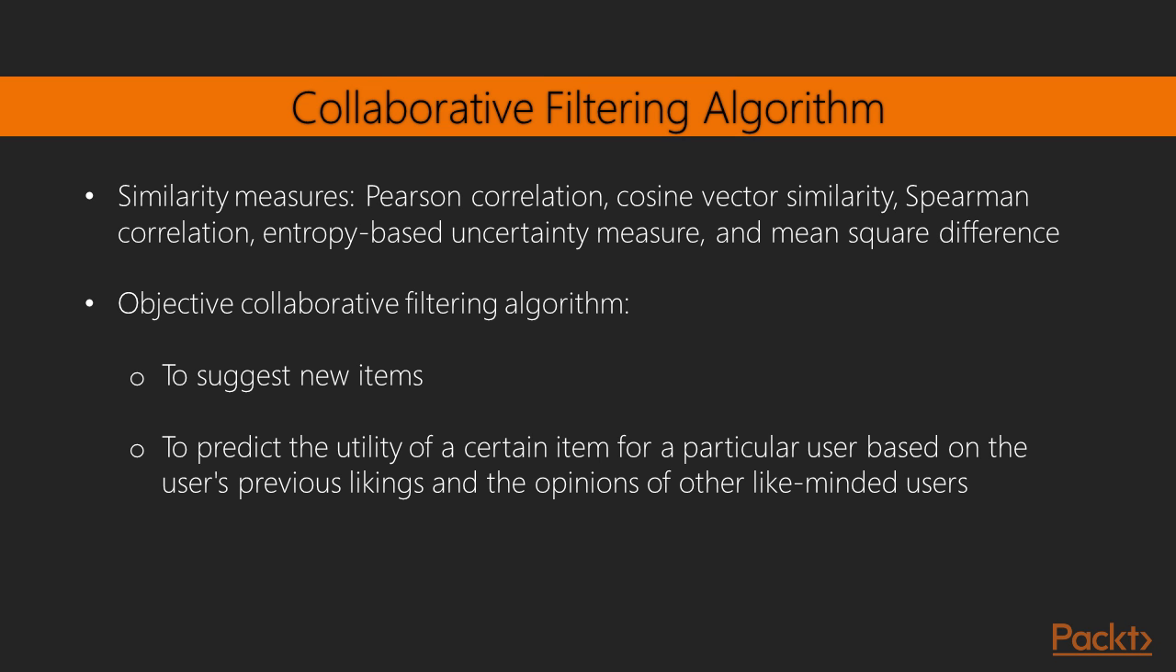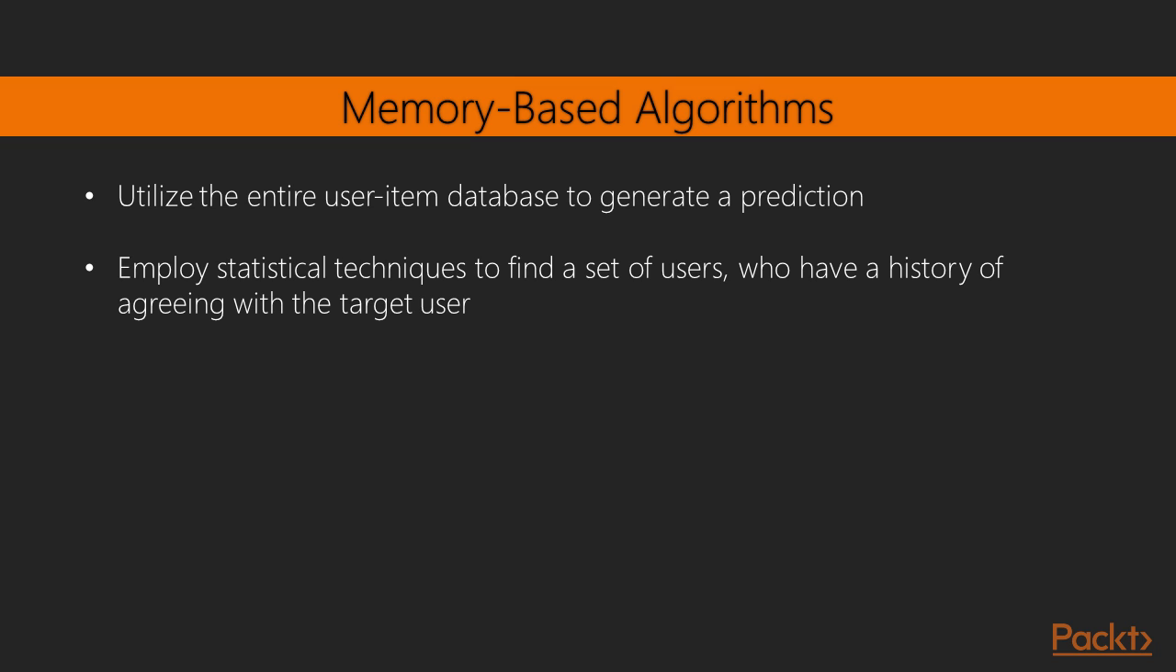The objective of a collaborative filtering algorithm is to suggest new items or to predict the utility of a certain item for a particular user based on the user's previous likings and the opinions of other like-minded users. Memory-based algorithms utilize the entire user item database to generate a prediction.